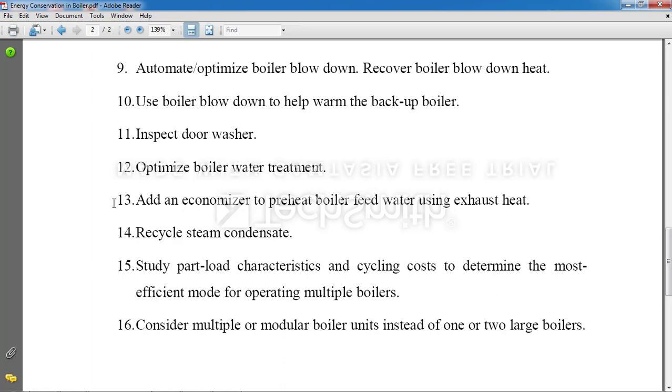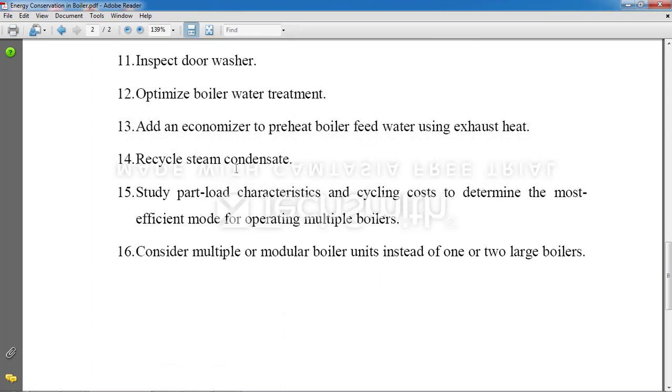Next point, optimize boiler water treatment. Whatever water comes inside the boiler should be fresh, it should not be hard water, because if there is hard water then there will be saturation of it. After the water gets converted into steam, the salt and the hardness of the water will get saturated on the boiler walls, and it will affect the boiler system. Next, add an economizer to preheat boiler feed water using exhaust. Whatever heat is getting exhausted, we can reutilize the same heat for preheating.